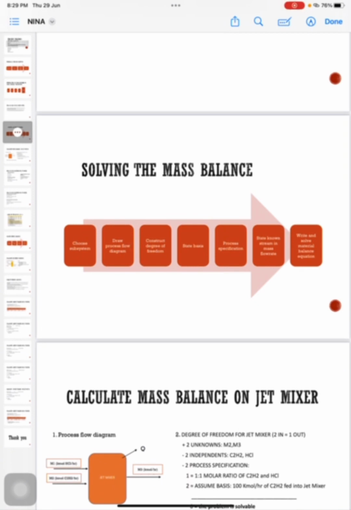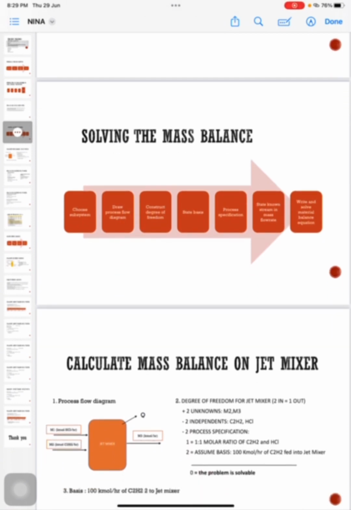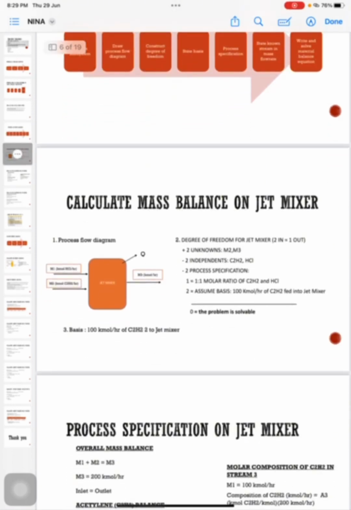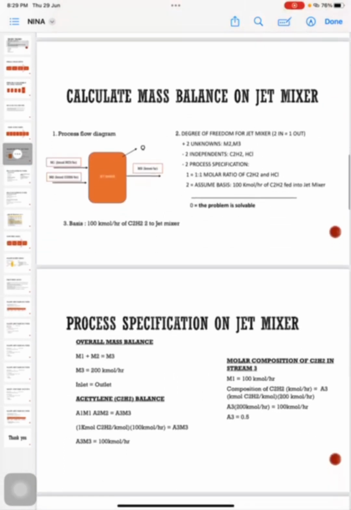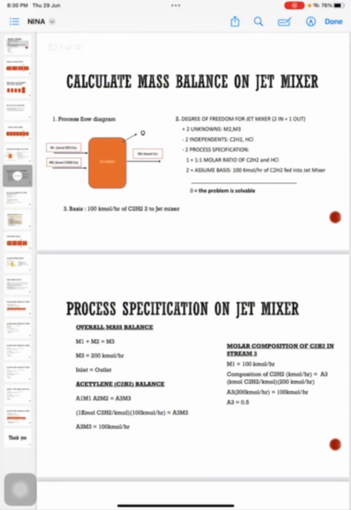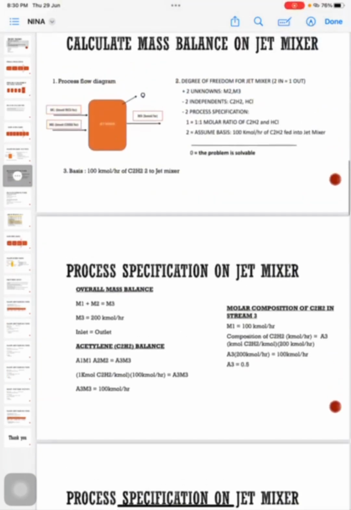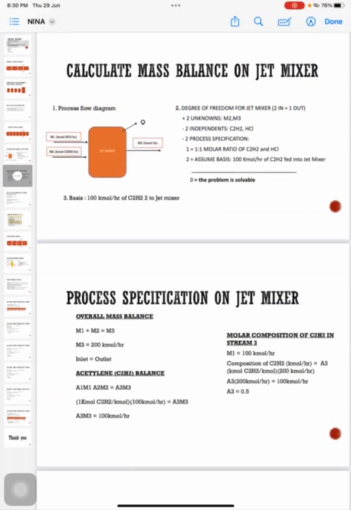To solve the mass balance, choose the subsystem, draw the PFD, construct the DOF, state the basis, process specification, state known, stream mass flow rate, and lastly write and solve the mass balance equation. To solve the mass balance, draw like this and state the basis. If the basis is not stated, we have to assume. I assume 100 kmol per hour of acetylene to the jet mixer. From the DOF I got 0, so the problem is solvable.